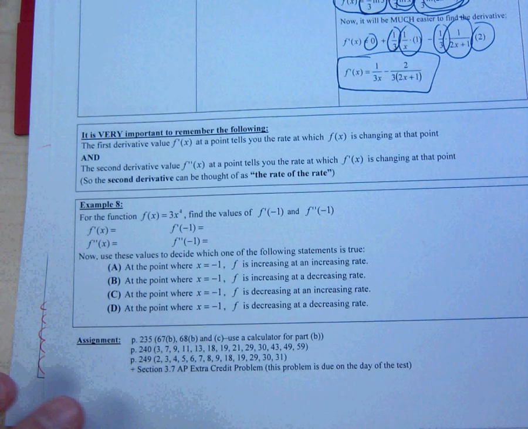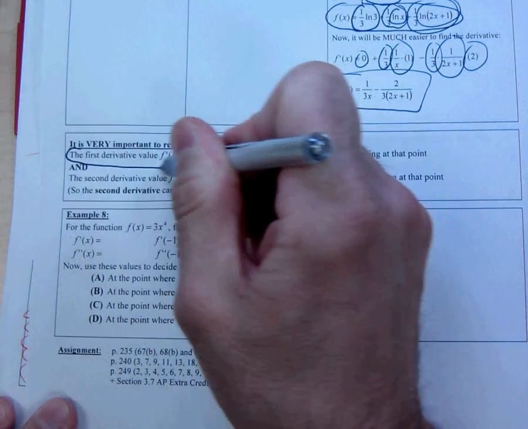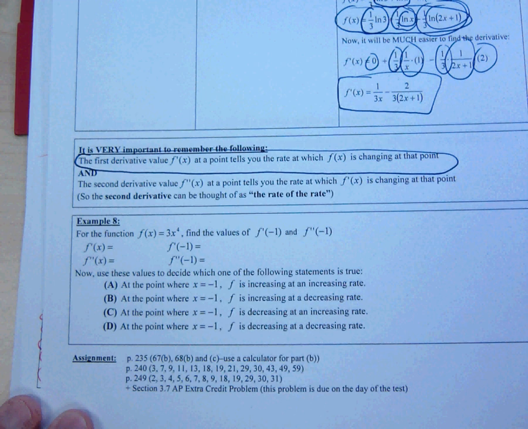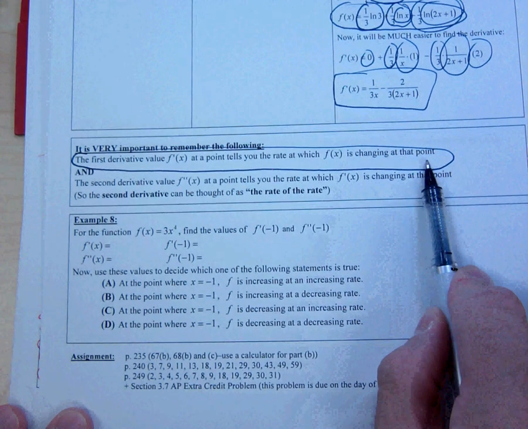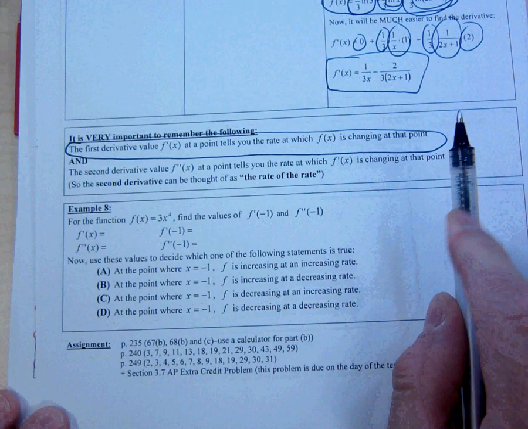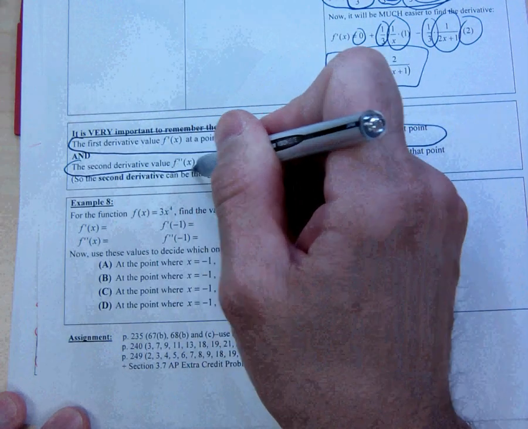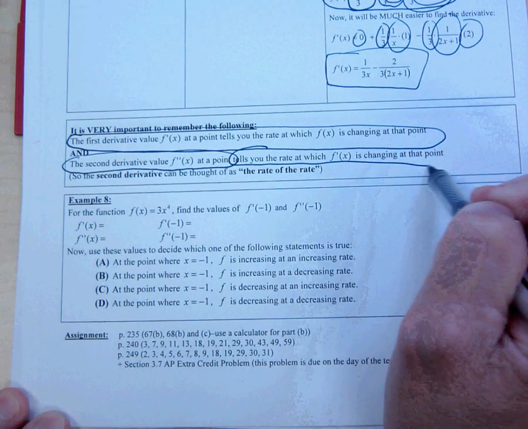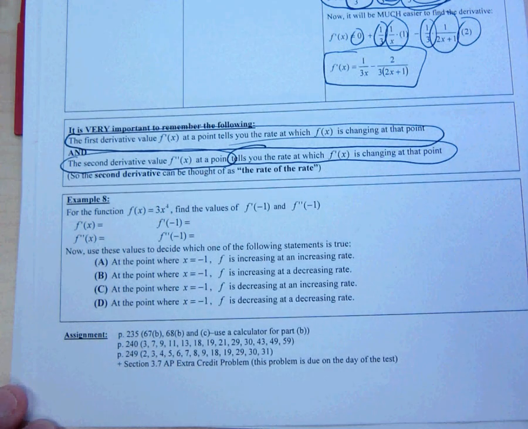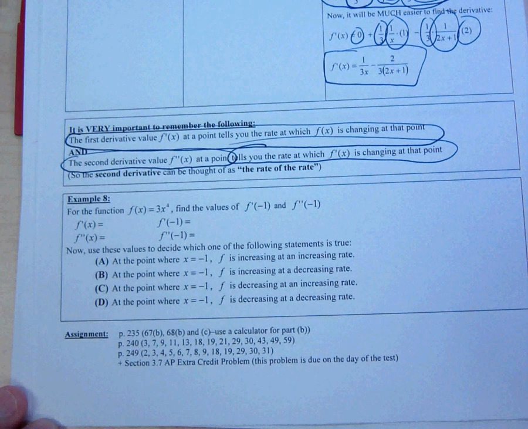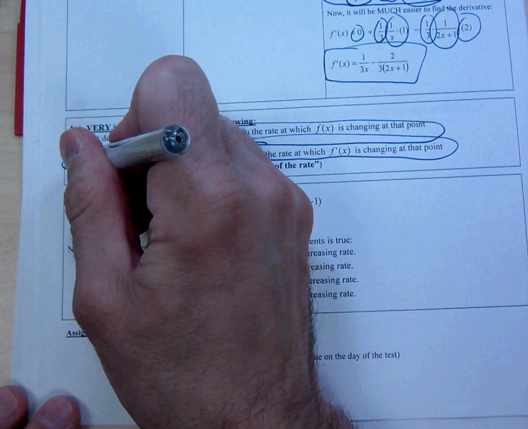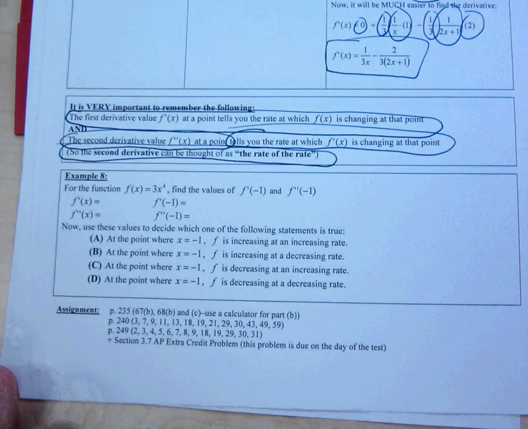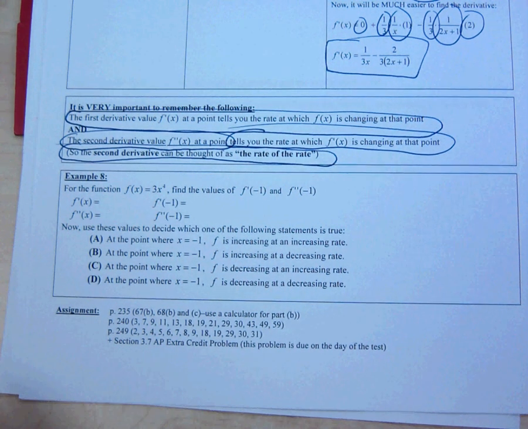Okay. All right, so you already know this, right? That's nothing new. That the first derivative value, f prime of x, at a point tells you the rate at which f is changing at that point, right? Isn't that what a derivative is? Okay, so then the second derivative would tell you what then? The second derivative at a point tells you what? The rate at which f prime is changing. So you can think of the second derivative as being the rate of the rate, isn't it? Yes? Okay.